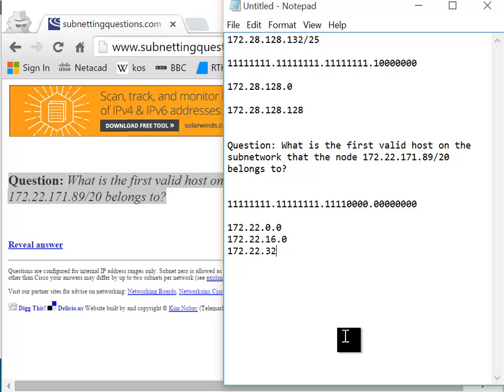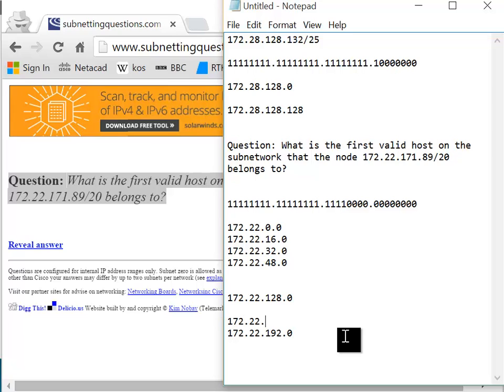Now we can continue incrementing. 172.22.32.0. Then we can continue: 172.22.48.0. That's another 16, and we can continue. There are some milestones. 172.22.128 is a milestone. The other one is 172.22.192. One way or another, we are going to reach those numbers. So we can go minus; we don't always have to add them up. So we can go 192 minus 16.